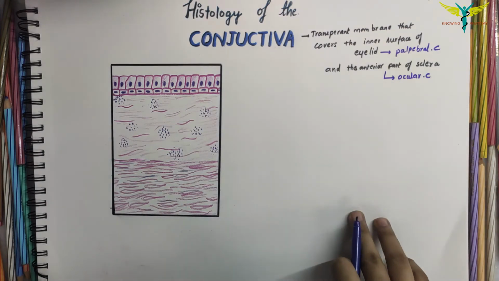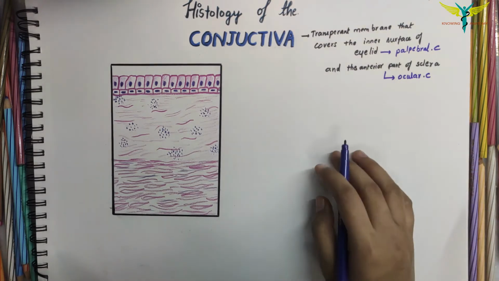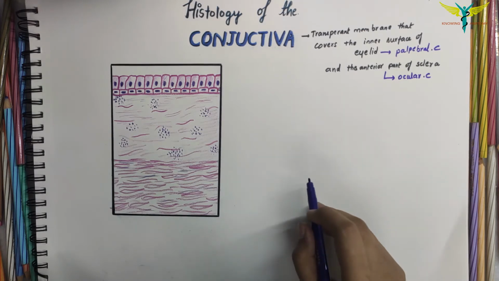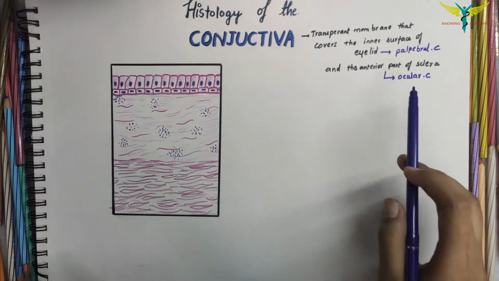The conjunctiva consists of an epithelium that rests on a connective tissue, and this connective tissue over the eyelids is highly vascular and contains many lymphoid tissues, and it is much less vascular over the sclera.